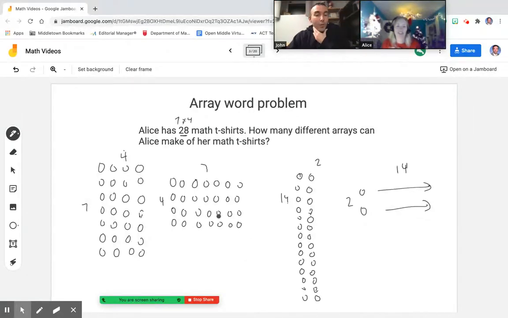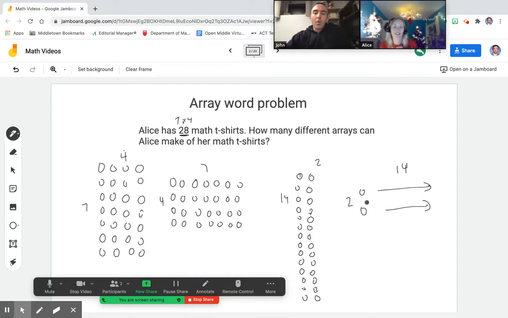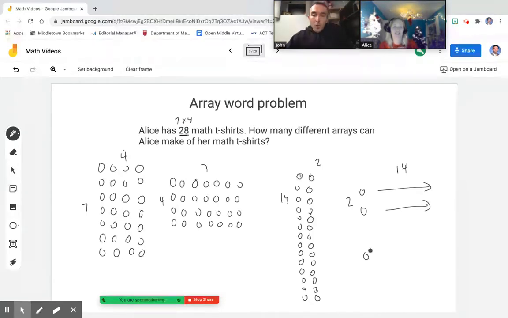Believe it or not, there's actually 2 more that we can do. 28 is also equal to 28 times 1. 1 is always a factor of any number. It's a default factor that we have. So we can always have an array that is composed of 1 column or 1 row. So we can also do 1 by 28 going this way.